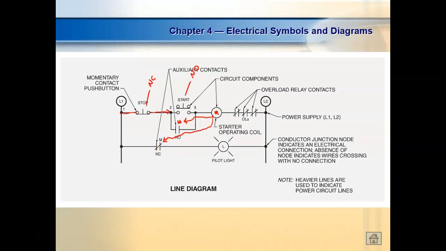Everybody understand? This is a normally open contact. Normally open means if the relay is not energized, that contact will be open. This is the symbol for a normally closed contact, which means if the relay is not energized, this contact will be closed. So as soon as I put power across L1 and L2, the light is going to come on. Everybody understand that? That makes sense?